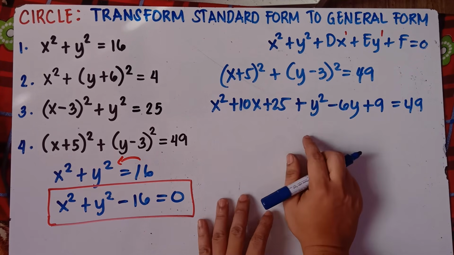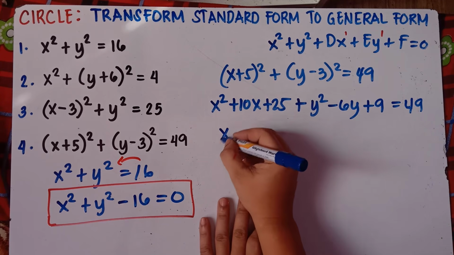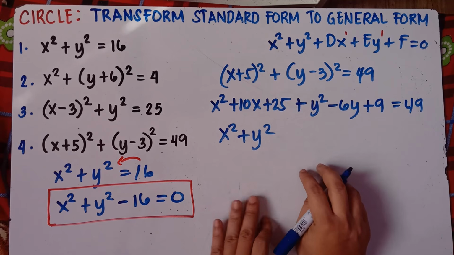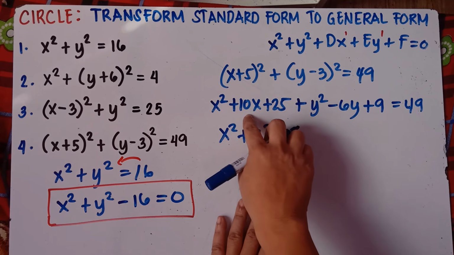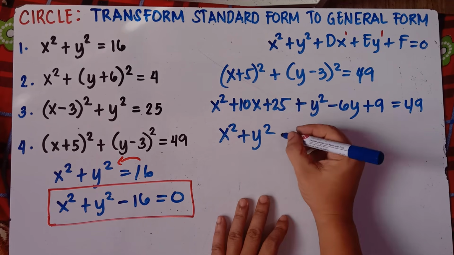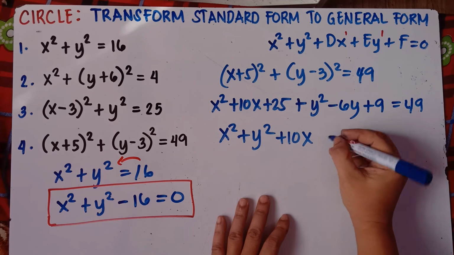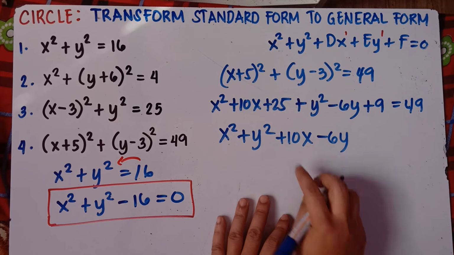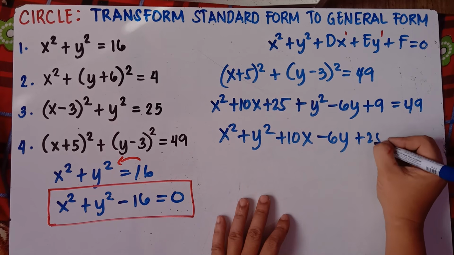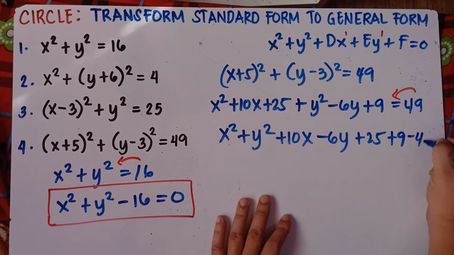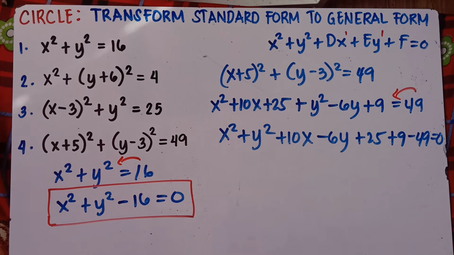So next step is we need to arrange. So we have x squared, then y squared, next will be the number together with x, plus 10x. Then the number together with y, minus 6y. Then plus 25, then plus 9. Then transpose 49 from right to left. This is positive, it will be negative 49, then equals 0.